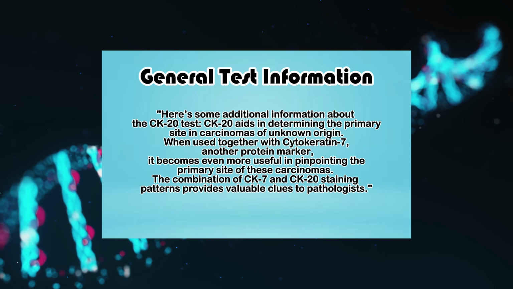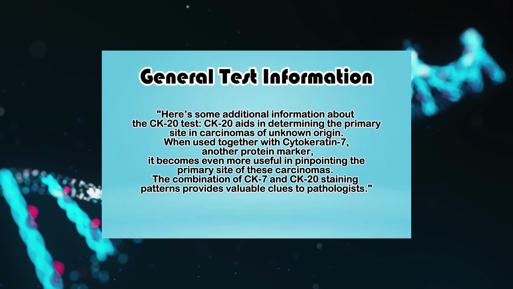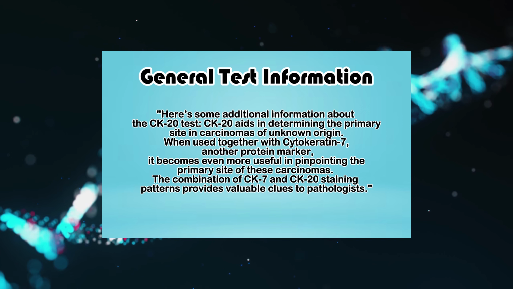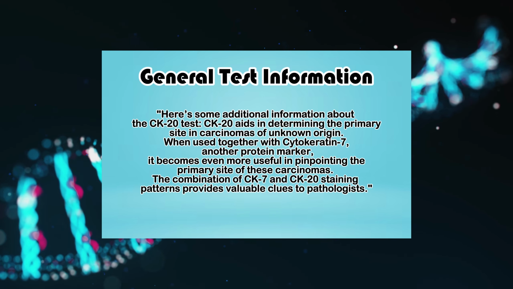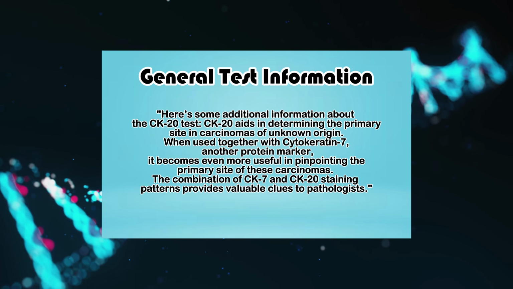CK-20 aids in determining the primary site in carcinomas of unknown origin. When used together with Cytokeratin-7, another protein marker, it becomes even more useful in pinpointing the primary site of these carcinomas. The combination of CK-7 and CK-20 staining patterns provides valuable clues to pathologists.